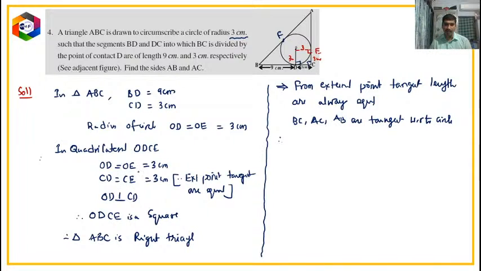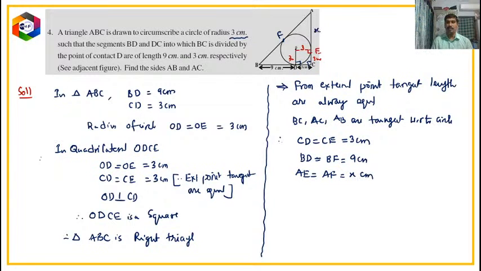What is that? Already we have taken one point. CD is equal to CE is equal to 3 centimeters. And next, BD is equal to BF. B to D is one tangent length and B to F is the same tangent length, which is also equal, but it is given in the question as 9 centimeters. And we don't know the third part, that is AE is equal to AF is equal to X centimeters. Let us assume that this is X.